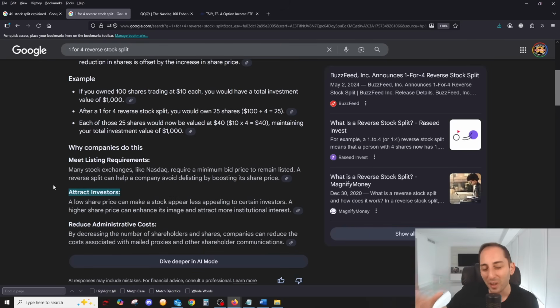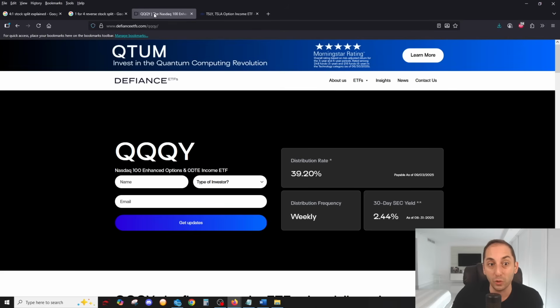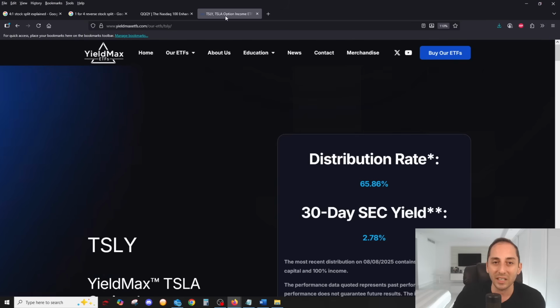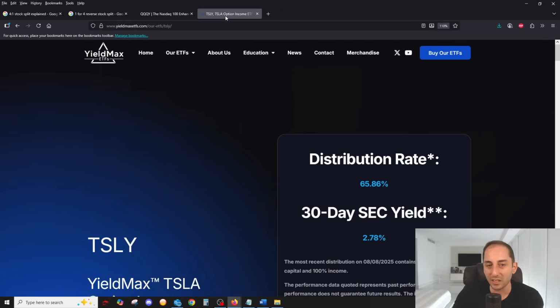But this is more for companies. I want to explain it more in terms of ETFs. ETFs reduce administrative costs, I guess, probably. But reverse splits typically get a very negative connotation. For example, QQQY from Defiance did it. I think Tesla from YieldMax did it as well.